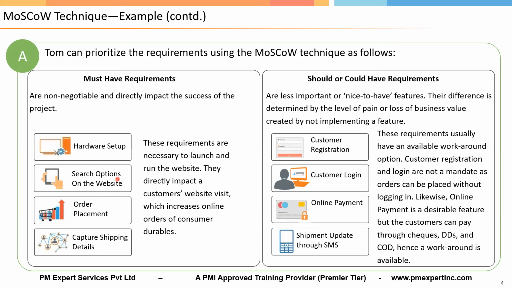Okay. See, suppose, Sunil, you have only, let's say, two or three products that you sell through your website. Only two or three products. Is a search option required? No. But if you have 100 products, is a search option required? Yes.